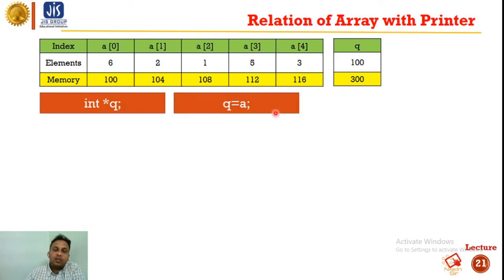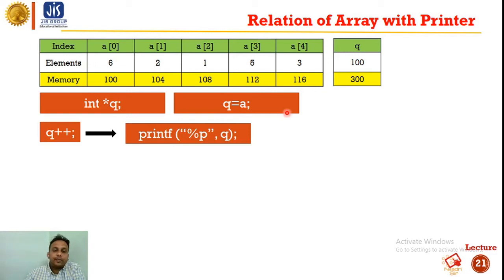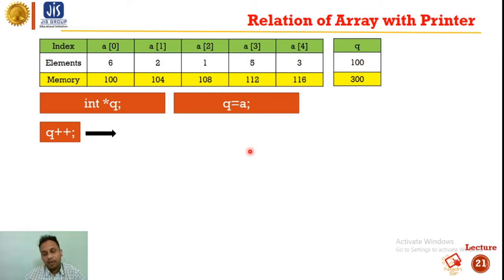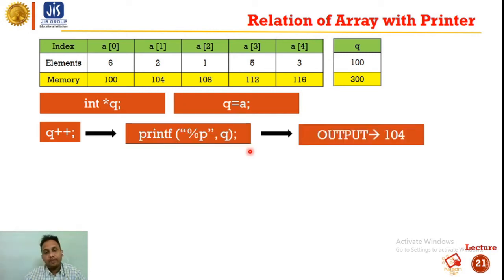Next, pointer q equals a. This is the same as previous. So q plus plus will be this one, the value of q will be printed. So it will be 104.